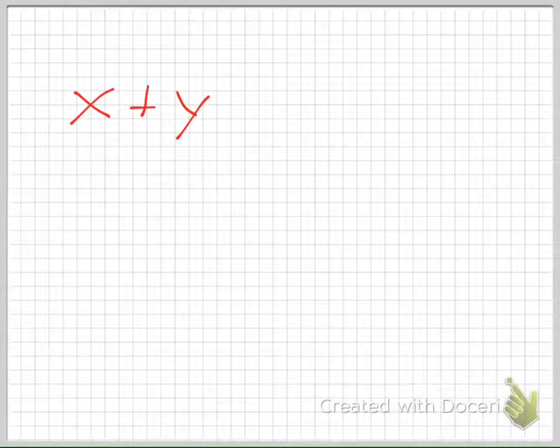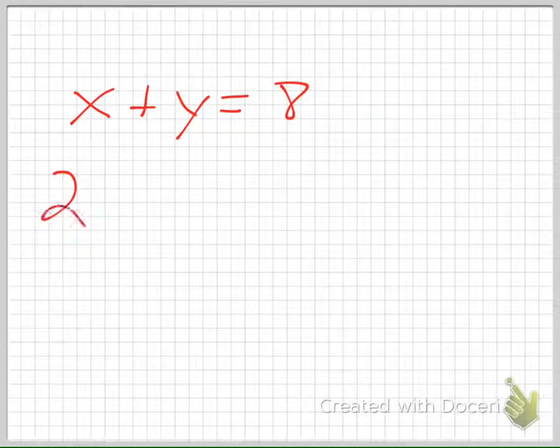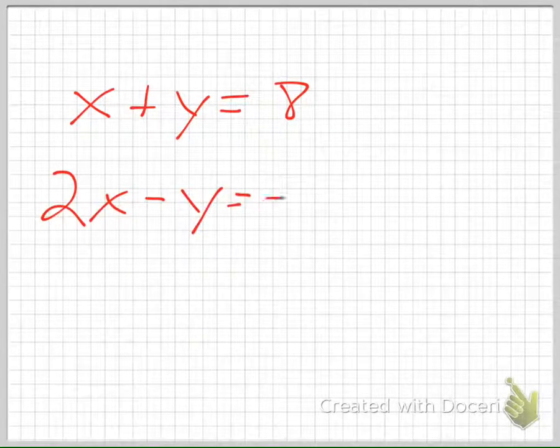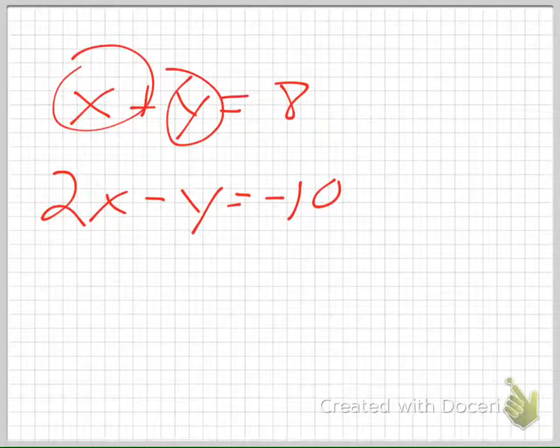What if there was this? What if it said x plus y equals 8 and 2x minus y equals negative 10? What would you solve for? Either one, x or y. It doesn't matter at that point. You would pick one of them. Does that make sense? You'd pick one.